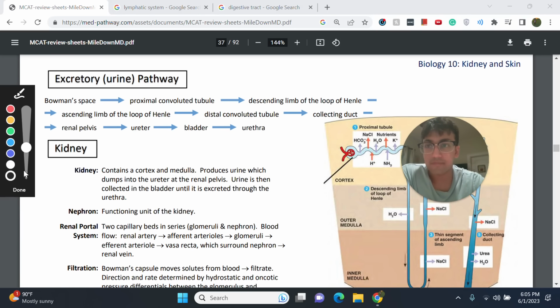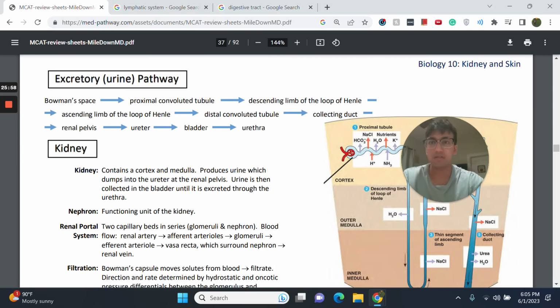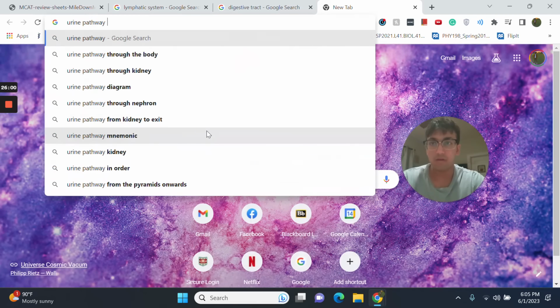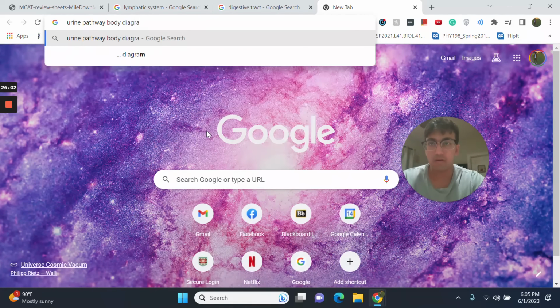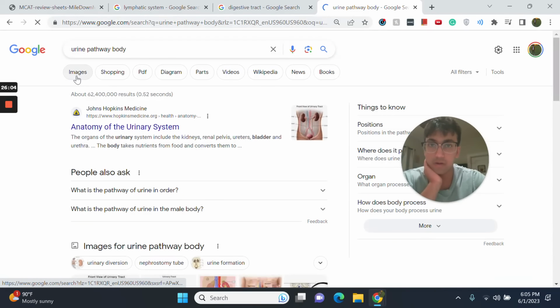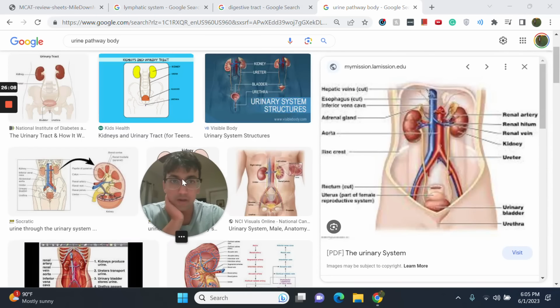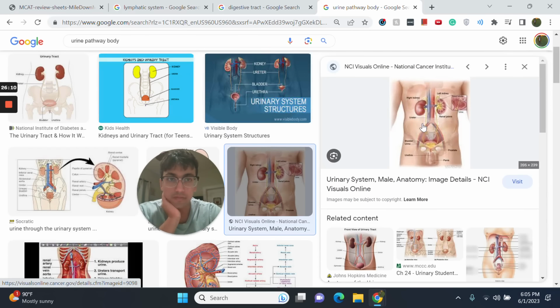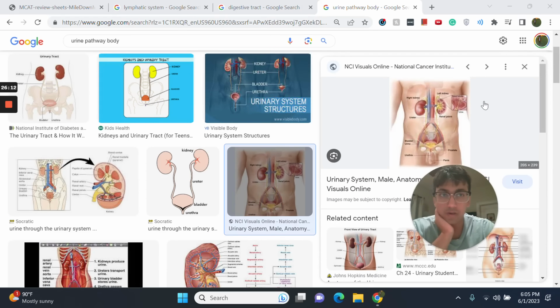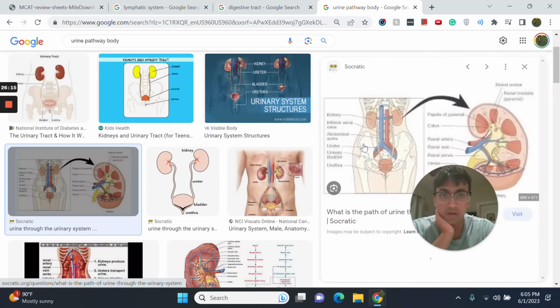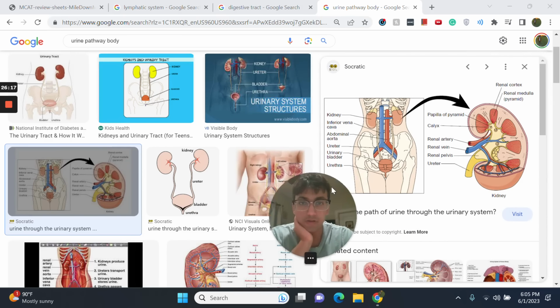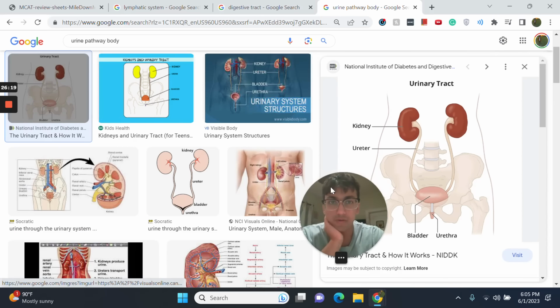So, let's see if I can find a good diagram for you. Okay. Sorry. This might be too complicated. Let's start with a simple one.